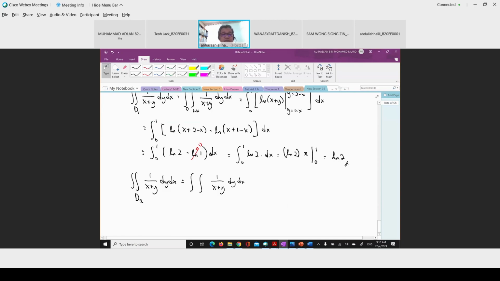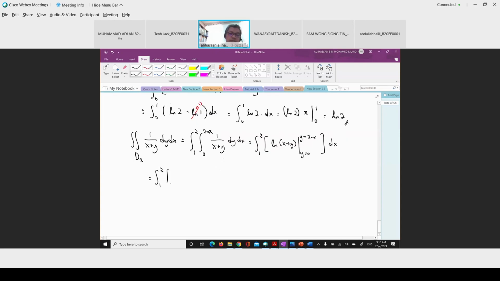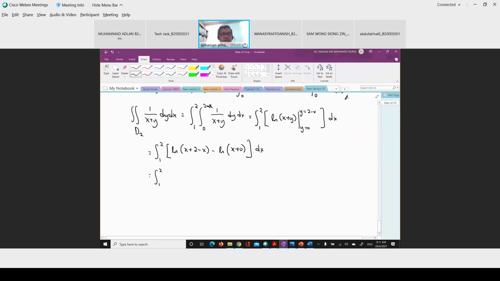First we integrate 1 over x plus y with respect to y to get ln of x plus y. This is to be evaluated at y equal to 0 and y equal to 2 minus x. So we substitute first y equal to 2 minus x, and then we substitute y equal to 0. So we get ln x plus 0 there, dx. So now the double integral reduces to a single integral.